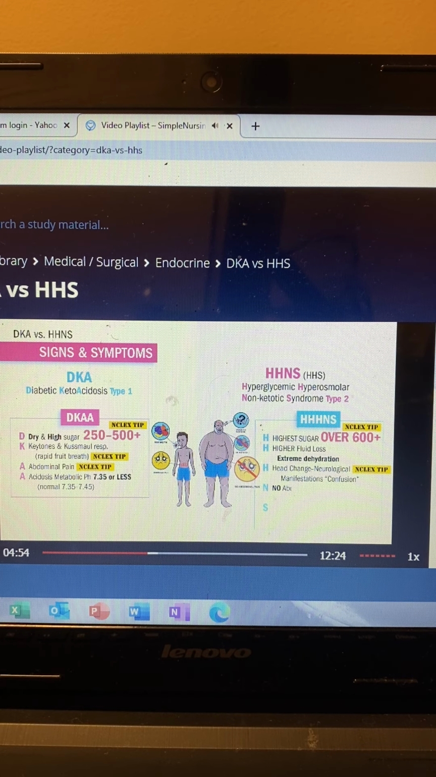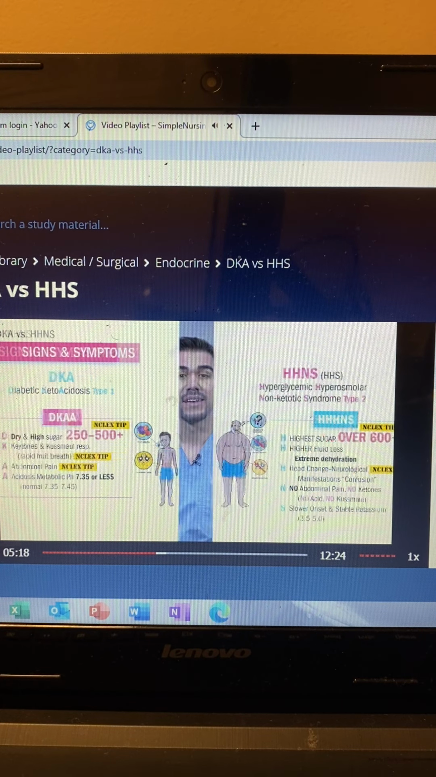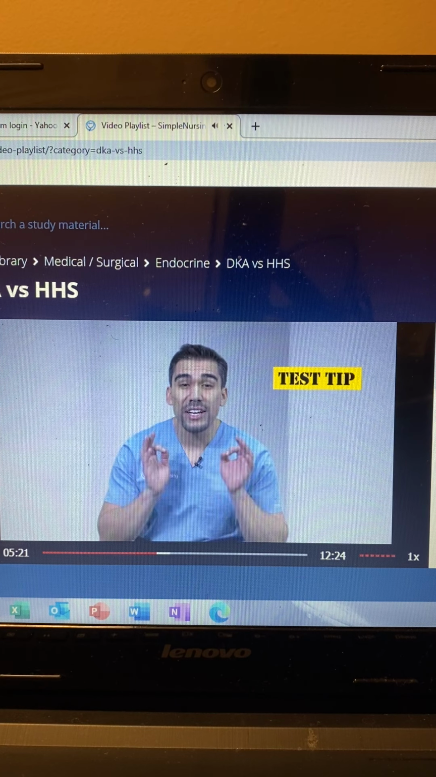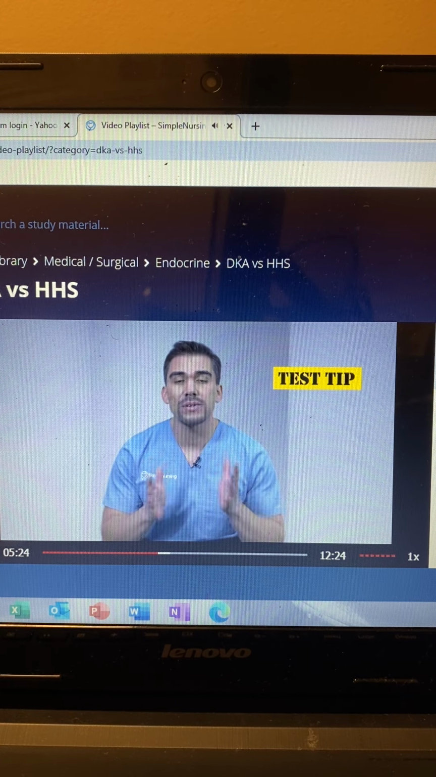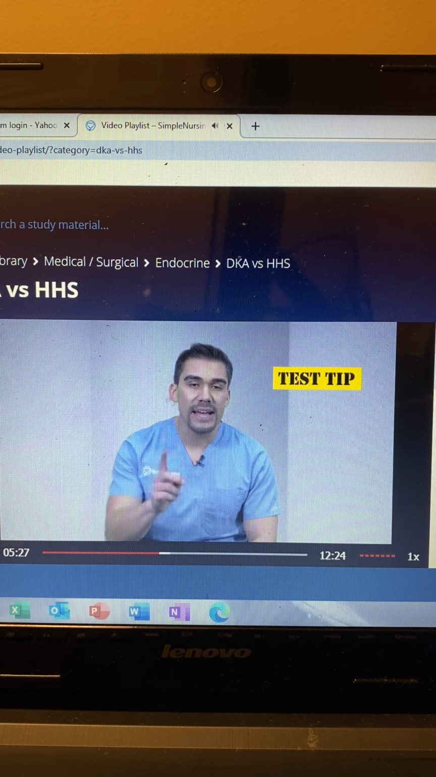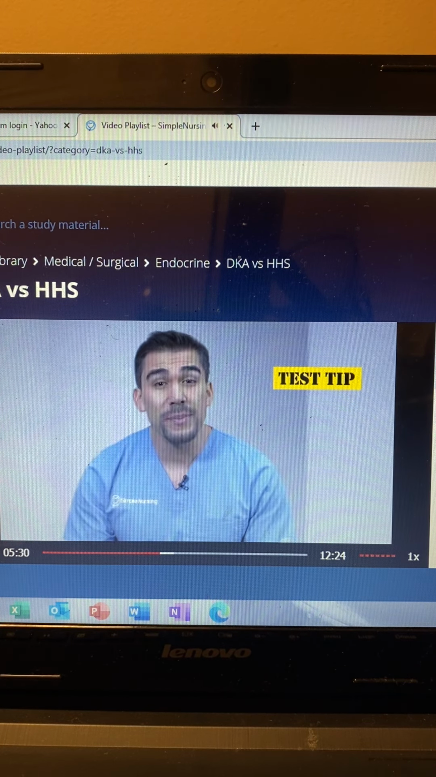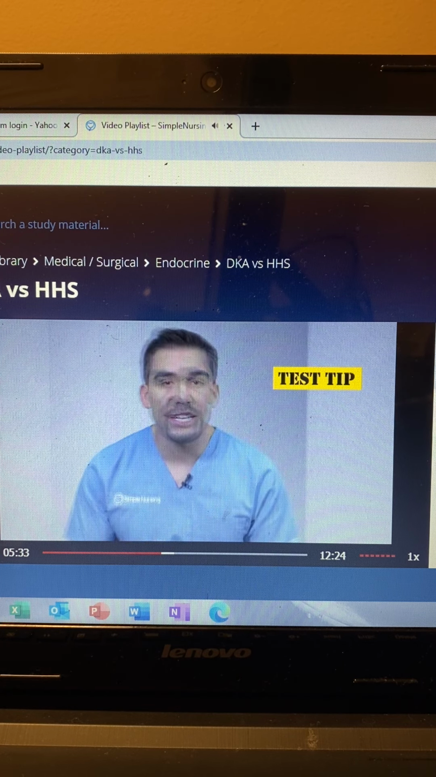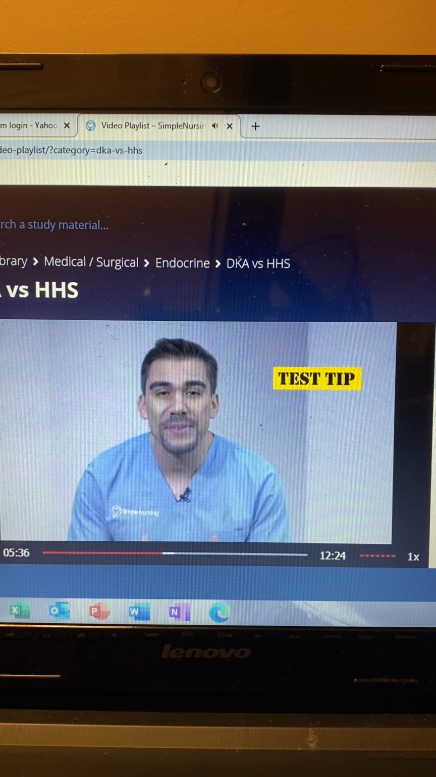Our next N is for no abdominal pain, guys. DKA, we have that abdominal pain, as well as no ketones. So this means no acid, no Kussmaul respirations, basically meaning no fruity breath and no deep, rapid breathing. Now that's probably the biggest difference from DKA. And lastly, S is for our slower onset with stable potassium, 3.5 to 5.0. So when you get an NCLEX question stating high sugars with neurological changes or neurostatus changes, guys, with no acid, definitely HHNS. And if you get a question about a diabetic kid with abdominal pain and that pH less than 7.35, guys, it's most definitely DKA.